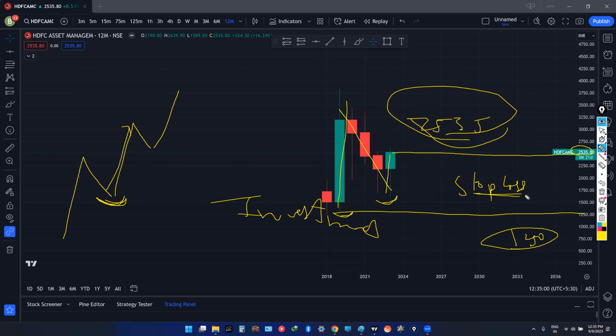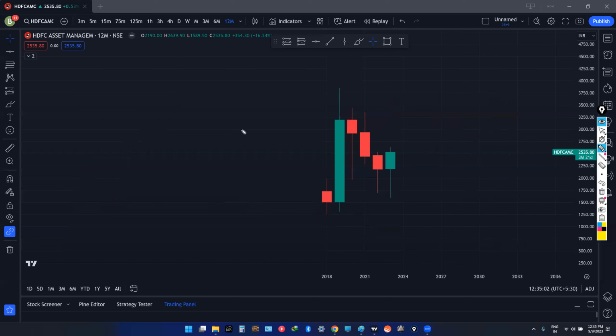Again, you will say that the stop loss is very big. 2500 is my entry and 1250 is my stop loss. So how much is this difference? Almost, I think, 50% or so. Yeah, almost 50% is my stop loss.